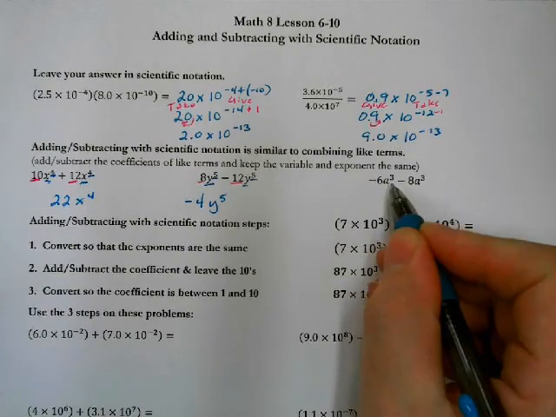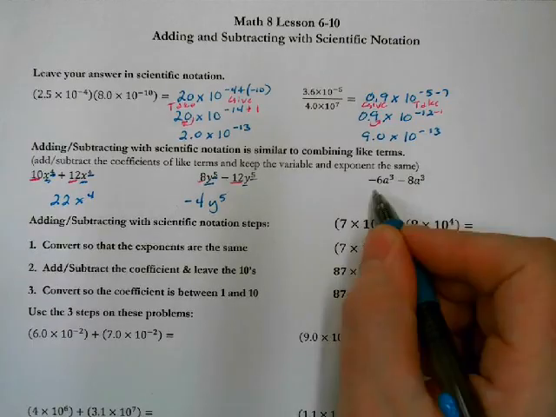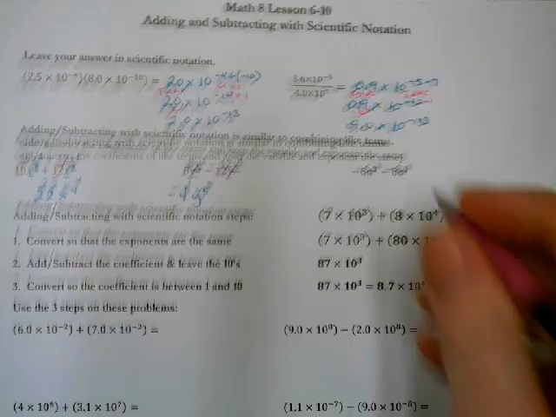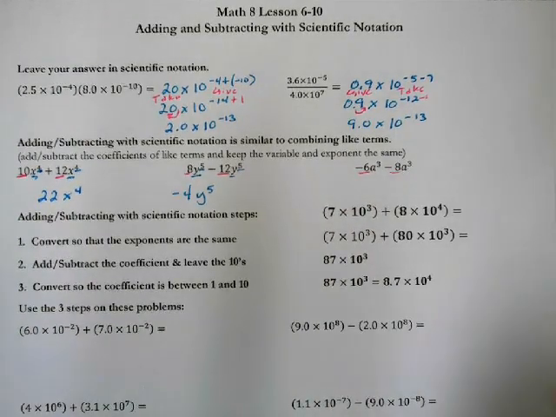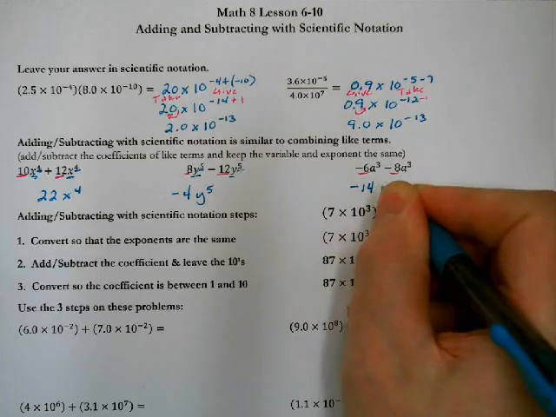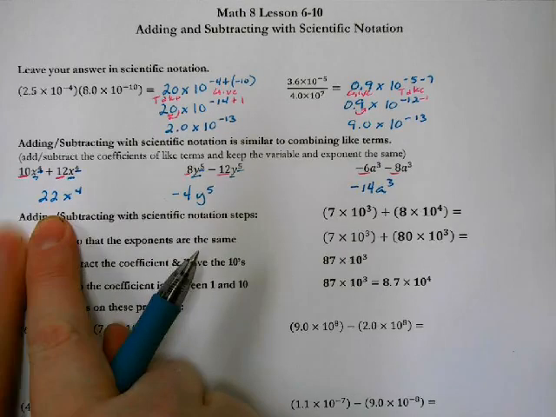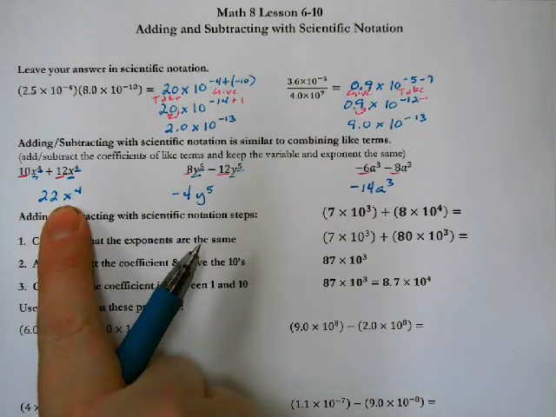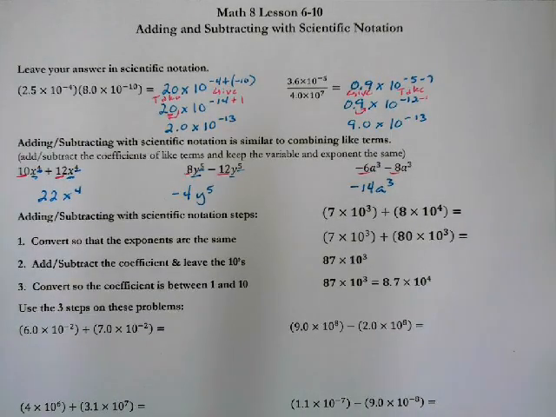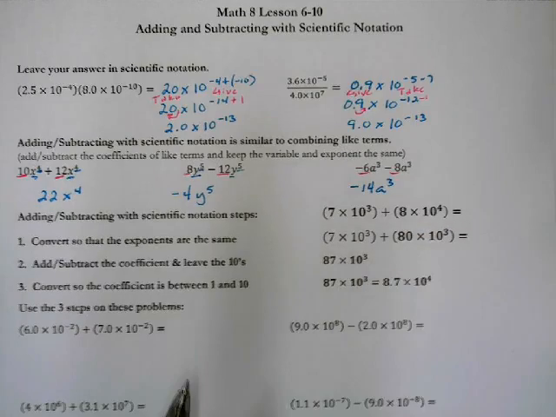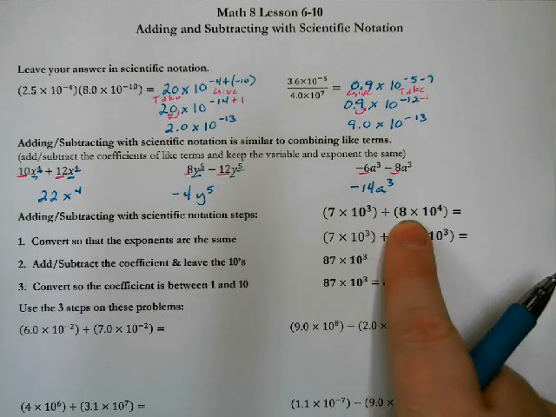Again, we've got the same base to the same power, a to the 3rd, a to the 3rd. So I'm just going to look at those coefficients of -6 and -8. I'm going to combine them. -6 minus 8 is -14. And then the a to the 3rd stays the same. So in each of these situations, the coefficient was the only thing that changed. The base and the exponent stayed the same. And that's what is going to happen when we do our scientific notation. So in this problem here, I've got 7 times 10 to the 3rd plus 8 times 10 to the 4th.